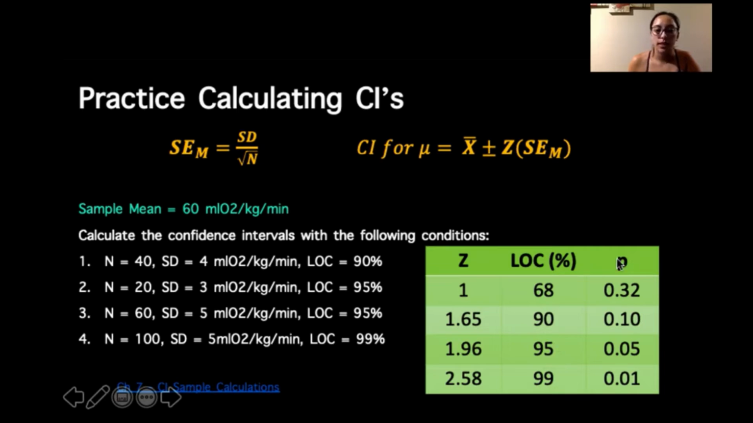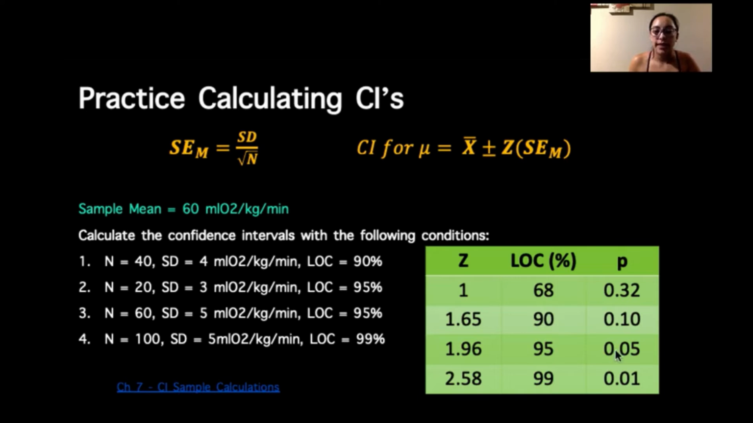Okay. Over here, this shouldn't be P, this should be alpha. I'll make sure I change that on your PowerPoint. But alpha is going to, again, be 100% minus the level of confidence converted into a decimal point. And this is the total alpha between two regions of rejection, so a region both above and below the mean.